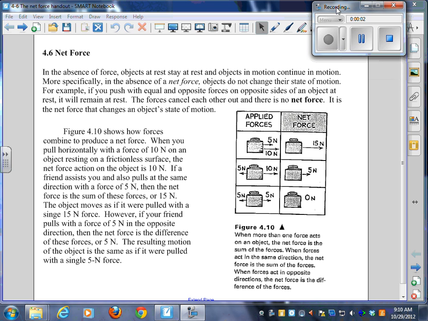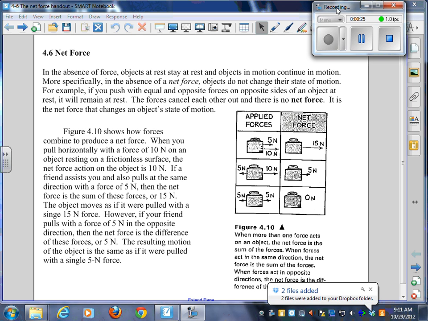Alrighty, so we've been talking about forces for quite a while now. Now we need to move to a concept, same idea. We're still talking about net force. In 4.6 there it says, in the absence of force, objects at rest stay at rest and objects in motion continue in motion. More specifically, in the absence of a net force, objects do not change their state of motion.